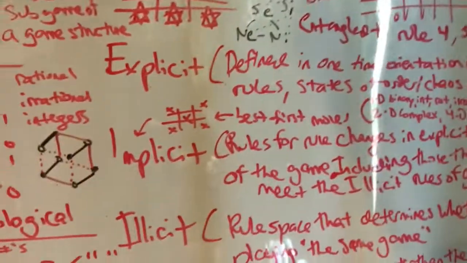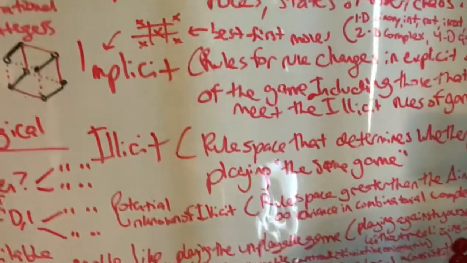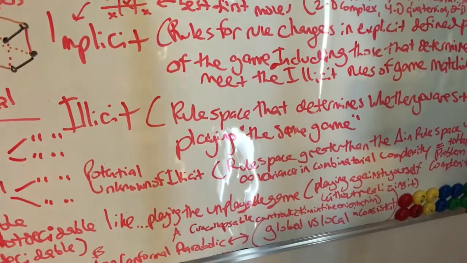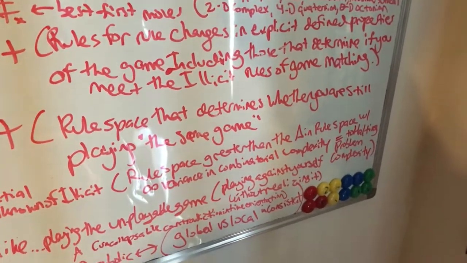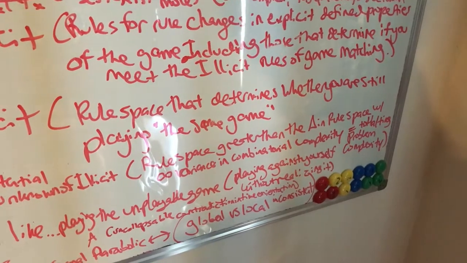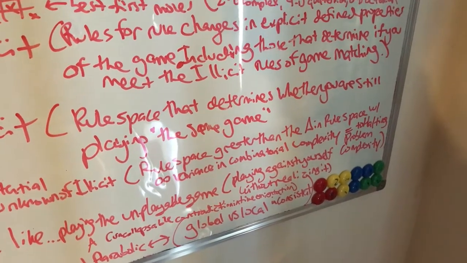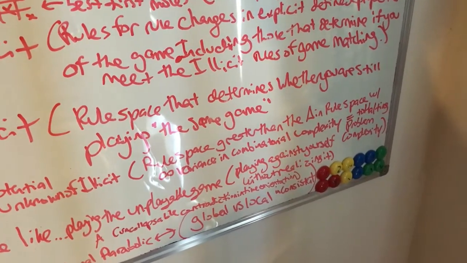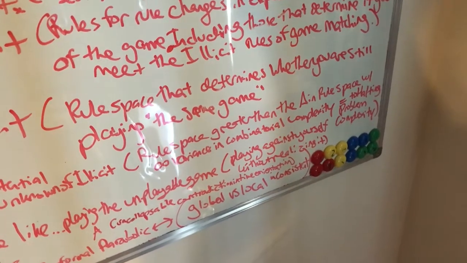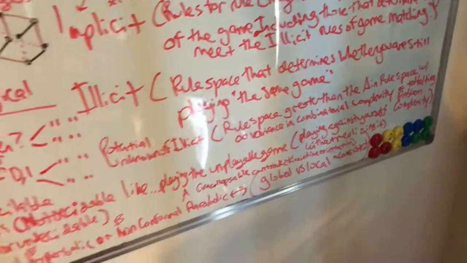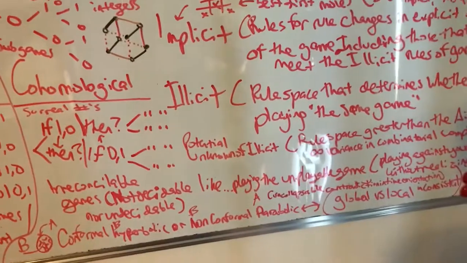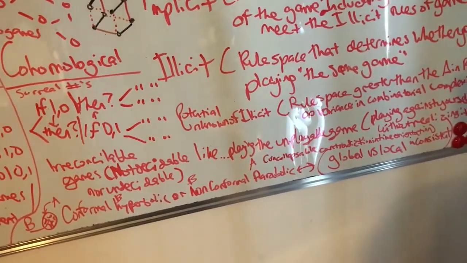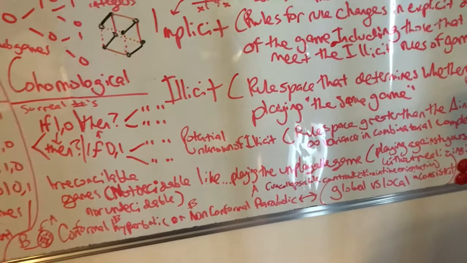So they would get pretty abstract, but essentially at their limit, you have the potential unknown of illicit games, which is the highest complexity class. It's a rule space greater than a change in rule space with infinite variance and combinatorial complexity. So it's essentially equivalent to the halting problem, or halting numbers. You can't actually define it, or you can't compress it, you can't expand it.